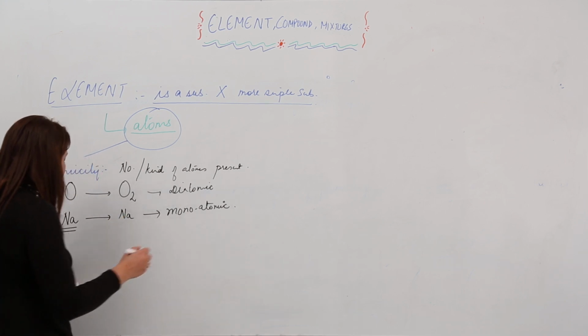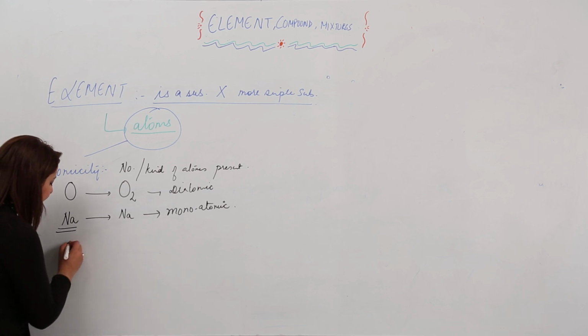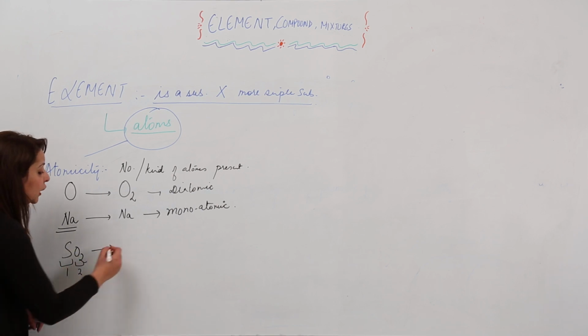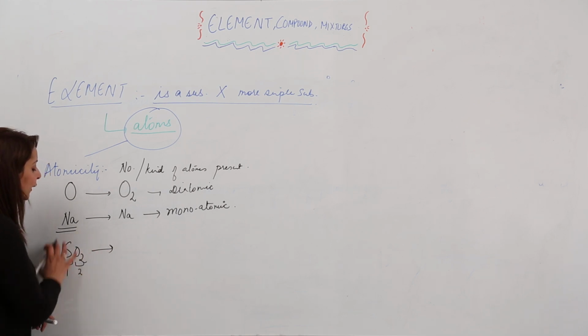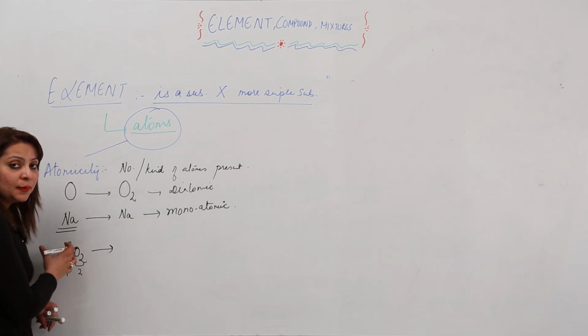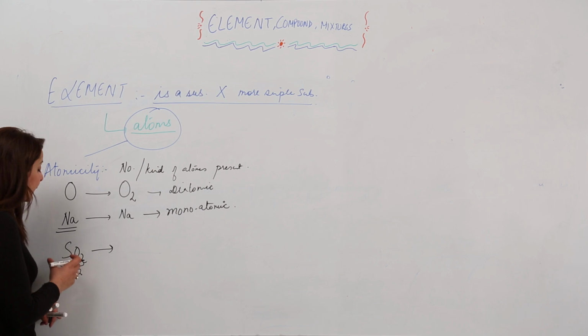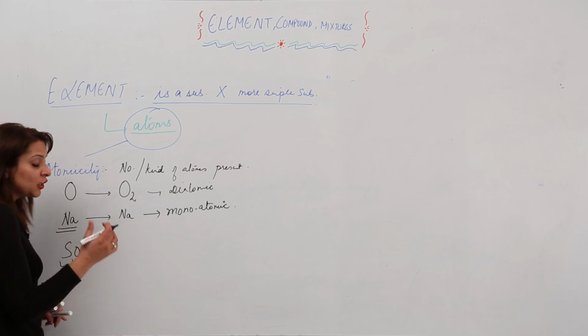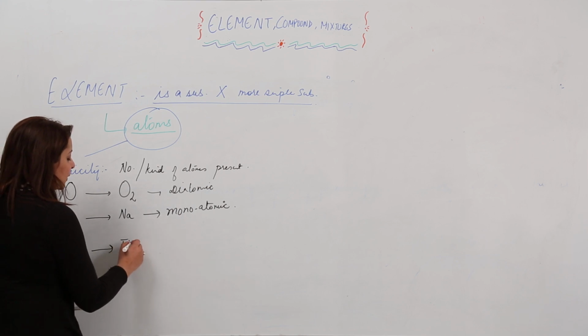If I take an example, SO2, how many atoms do you get to see? There is one sulfur atom and two oxygen atoms. 2 plus 1 comes out to be 3. So in this molecule, obviously it is a molecule because it is comprised of two different atoms, right? How many atoms are forming this molecule? 3 atoms. So it is said to be triatomic.